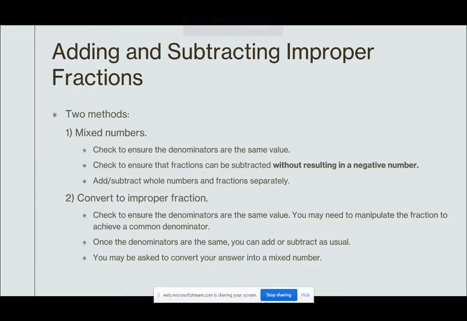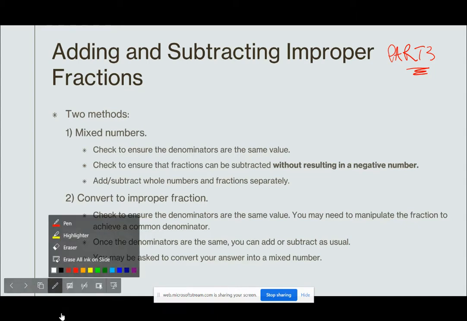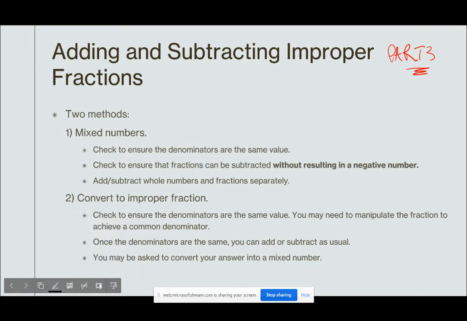Okay, so this lesson is improper fractions, part 3. Part 2 was some worked examples with comparing improper fractions. And this lesson is going to be working with adding or subtracting improper fractions. So what I'm going to do is explain the two methods that you can use to add or subtract improper fractions. The first method you can go with is the mixed numbers method.